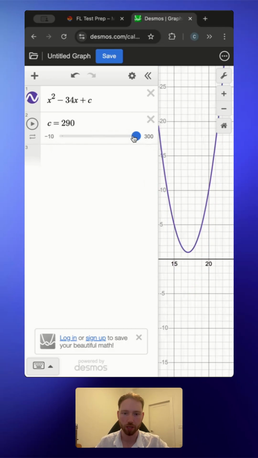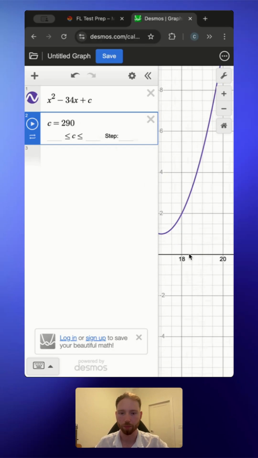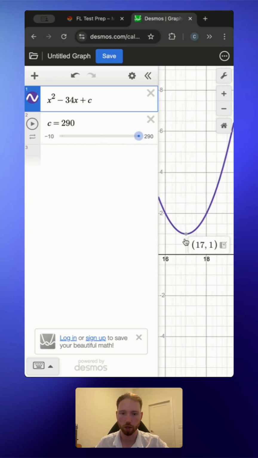So I know I'm going to etch it down. I'm getting close. This is when I start typing in numbers. 288, 289, 290. Oh, not 2890, 290. There we go. Now I can see that there's no solutions here. So when C is 290, there are no solutions.